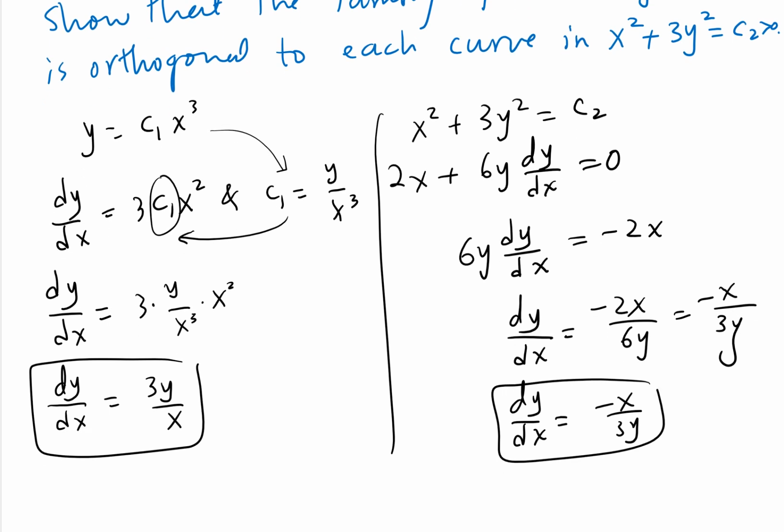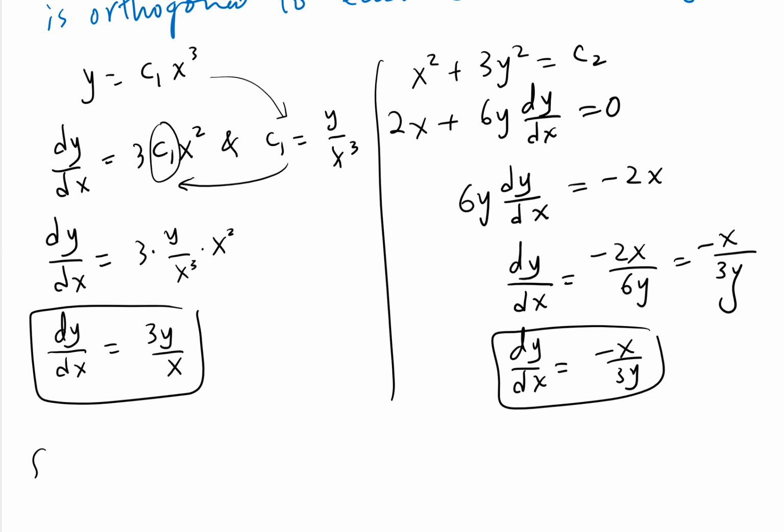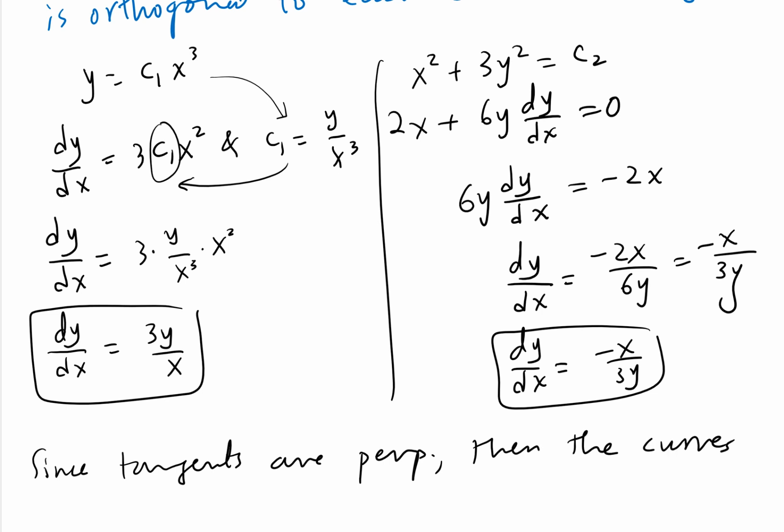Notice these are negative reciprocals, right? Negative reciprocal. So we say the same thing: since the tangents are perpendicular, then the curves are orthogonal.